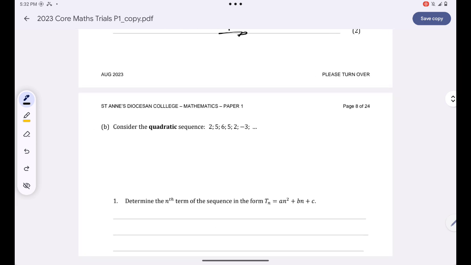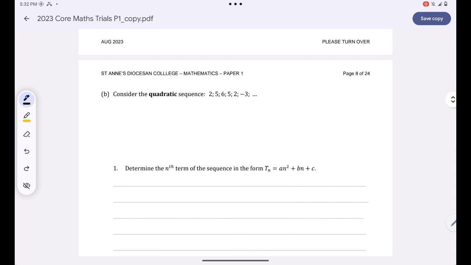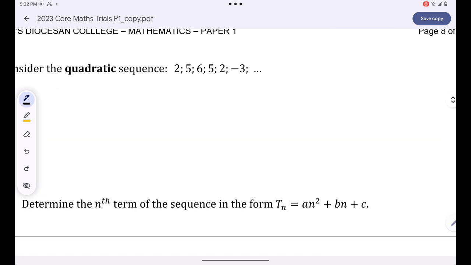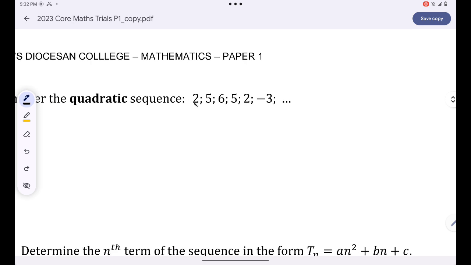Okay, and then now I'm supposed to consider a quadratic sequence. First question, I'm being asked to find the nth term. Remember that, guys, a quadratic sequence has two differences, right? The first difference is arithmetic and the second difference is common.